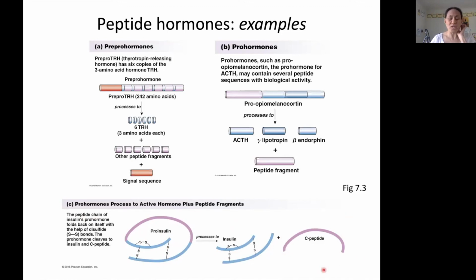And sort of an interesting side note is that C-peptide is actually used as a test, like levels of C-peptide are used to test for insulin levels in a person. So they're used as a proxy for insulin levels.